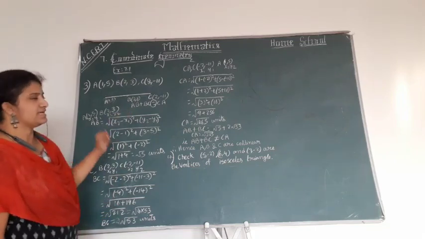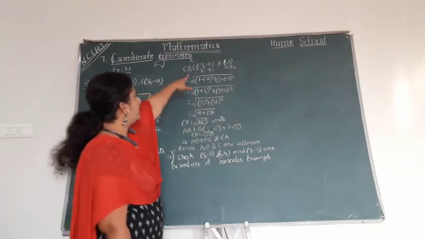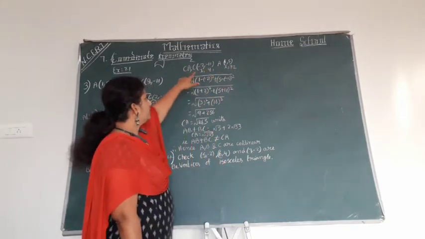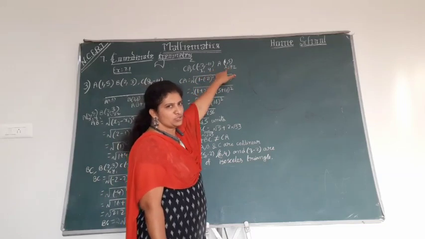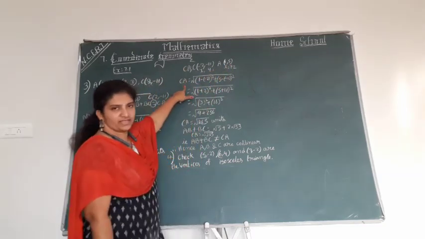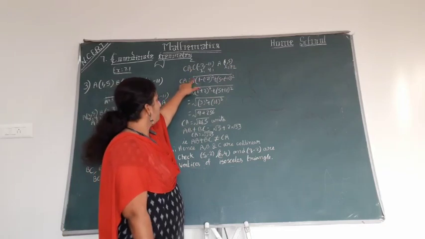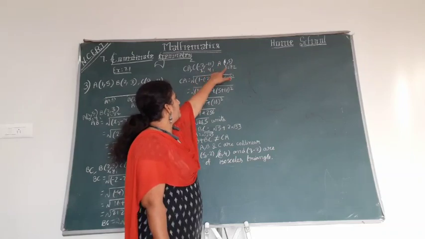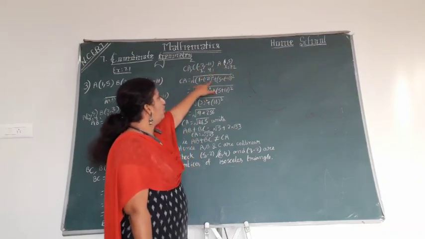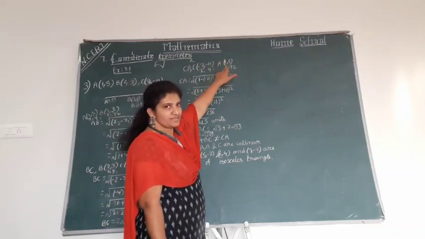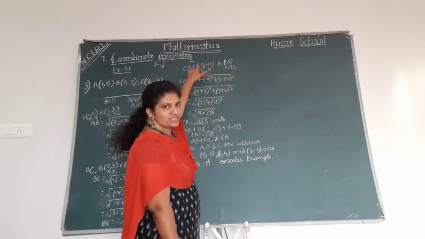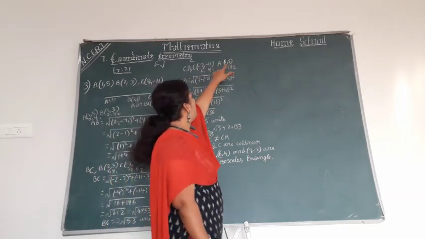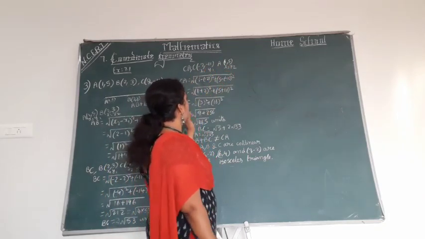What is that? CA. CA, write the coordinates. C minus 2, minus 11, A 1, 5. X1, Y1, X2, Y2. So CA, apply the distance formula. Square root of x2 minus x1 whole square plus y2 minus y1 whole square. 1 minus of minus 2 whole square. Be careful here. When you are subtracting, again here we have a negative sign. 1 minus of minus 2 whole square plus 5 minus of minus 11 whole square.